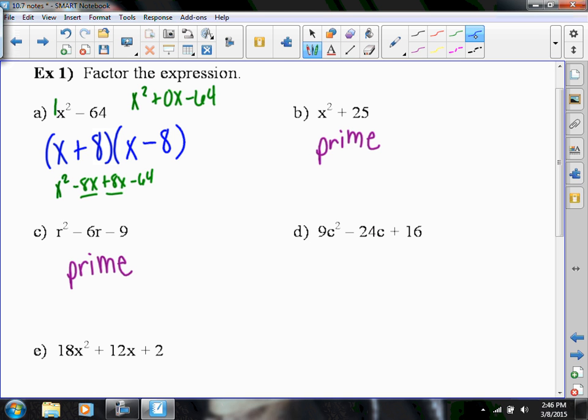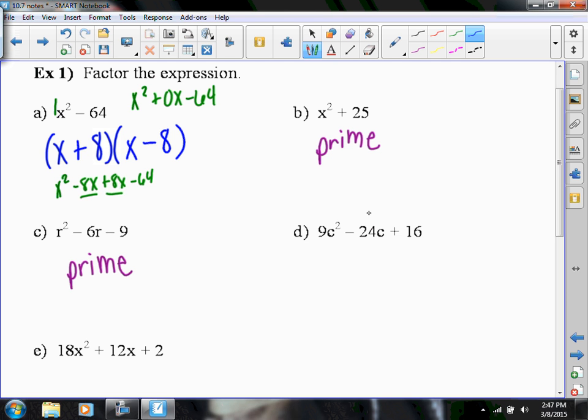Okay, let's try part D. I have three terms, so we're going to see if it's a perfect square trinomial. My first term is, I'm sorry, my last term is a perfect square. I also have a first term that's a perfect square. And then let's see, the square root of my last term would be 4. The square root of my first term would be 3. 4 times 3 is 12, and then double 12 is 24.